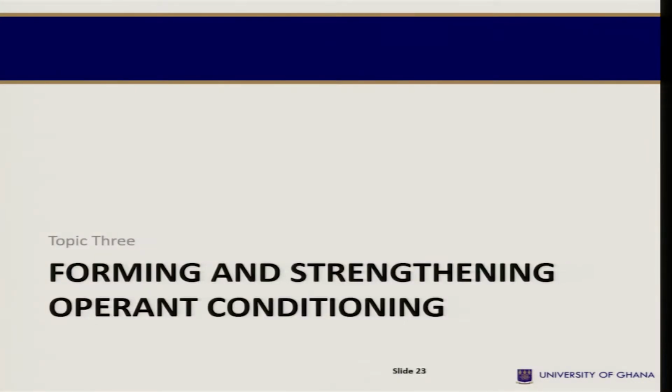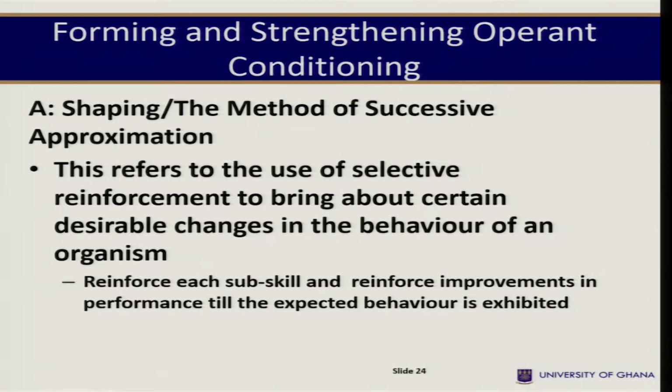which is topic 3. Topic 3 looks at forming and strengthening operant conditioning. We'll look at the first one, which is shaping, or the method of successive approximation. This refers to the use of selective reinforcement to bring about certain desirable changes in the behavior of an organism or an individual. So reinforce each subskill and reinforce improvements in performance so the expected behavior is exhibited.